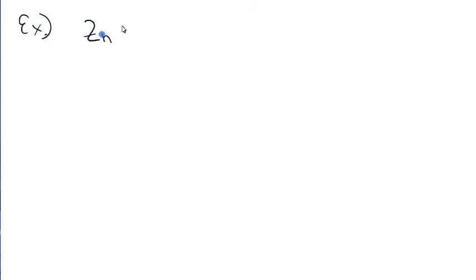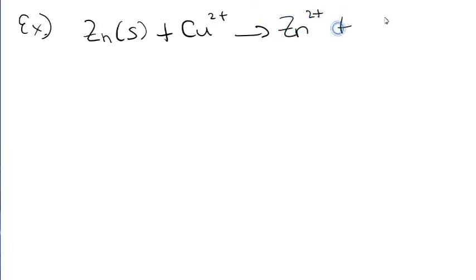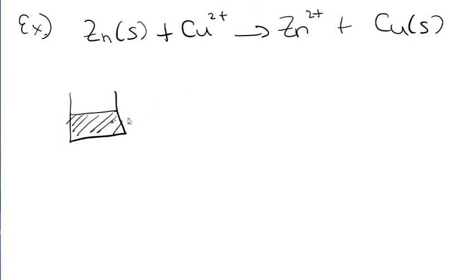We have solid zinc plus copper ion yields zinc ion and solid copper. So let's take a look at this reaction in detail. Now you may be able to make a beaker and fill it up with, say, a solution of copper, let's say copper chloride. In this manner, you have copper ions floating in solution and chloride ions floating in solution. And let's say we put in a solid piece of zinc and dip it into this solution.